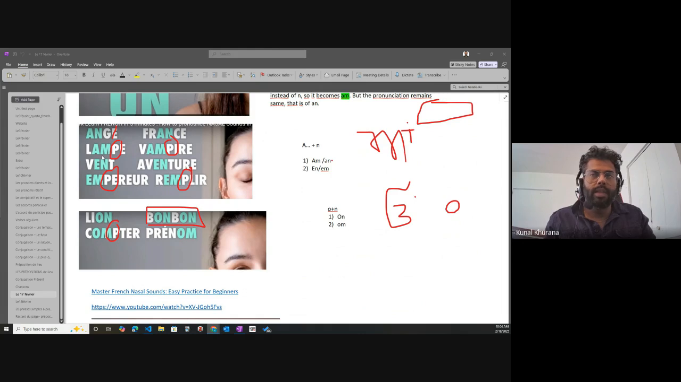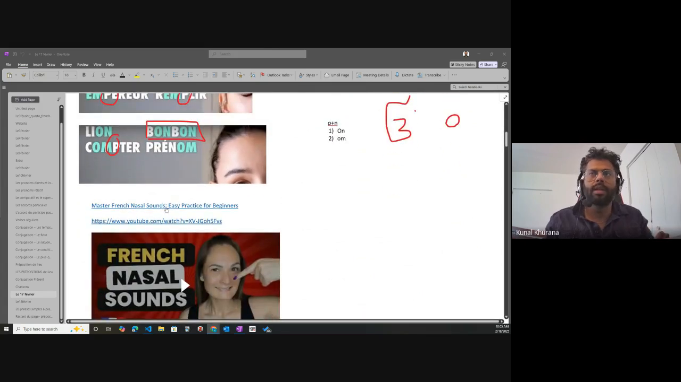Why is it important to know? Because we don't pronounce N or M, right? We just say the nasal sound. So N is nasal. We don't pronounce that out. So that's why it's good to know that if we have P or B, then it will be an M. Other than that, it will be N.